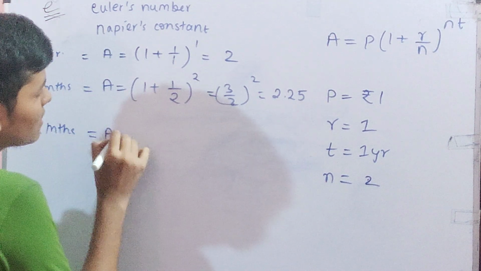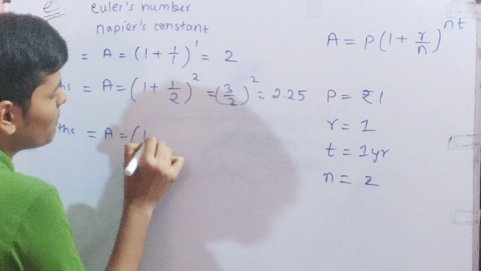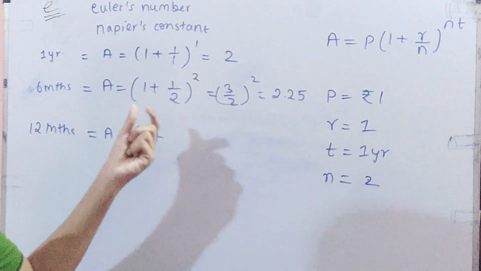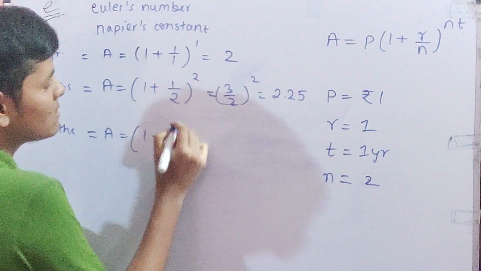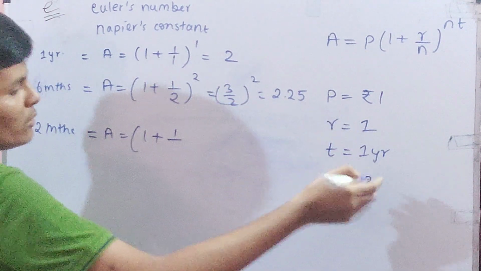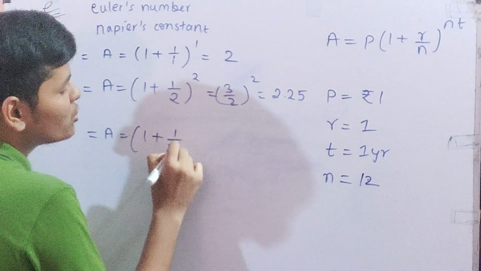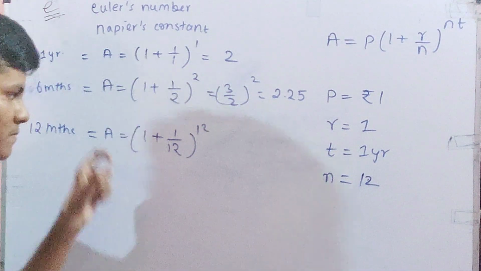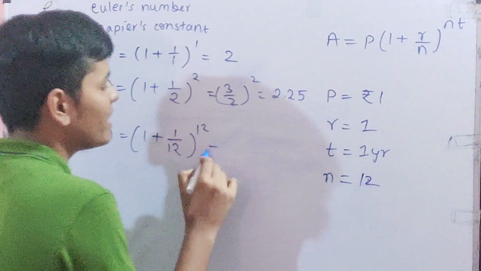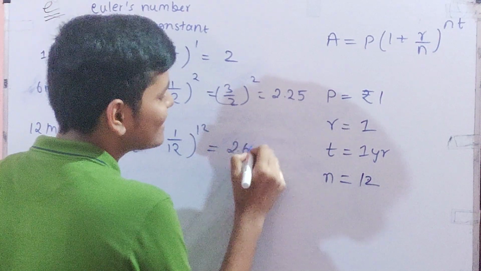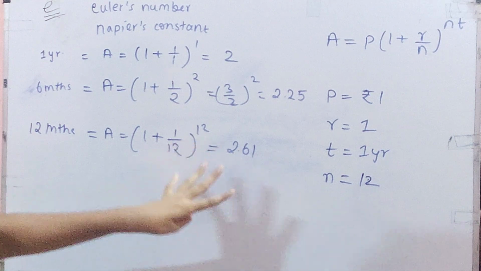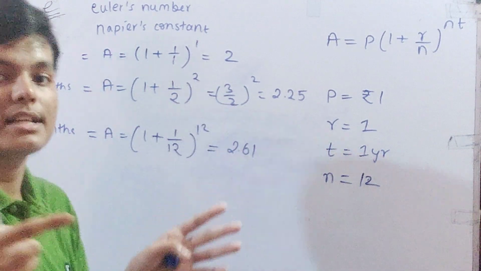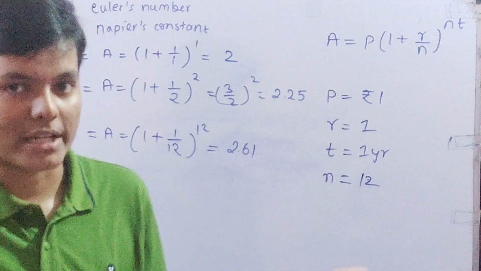Then A becomes 1 plus, why am I not writing P? Because P is the principal value, that is 1. So A becomes (1 + 1/n)^n, where n becomes 12, so (1 + 1/12)^12. After calculating, we will get 2.61 something. This will be the value when your 1 rupee is compounded every month for 1 year.